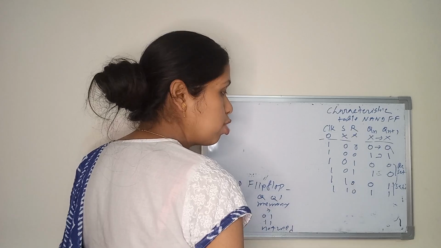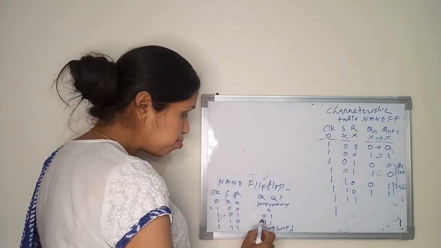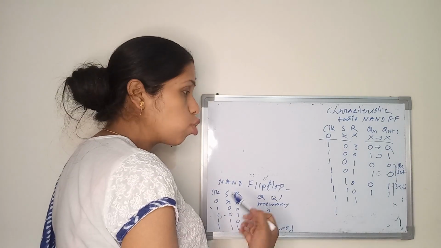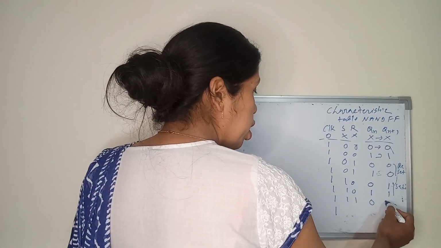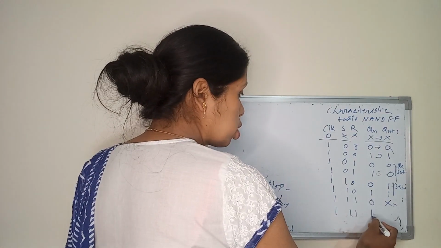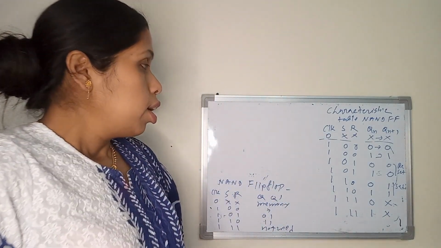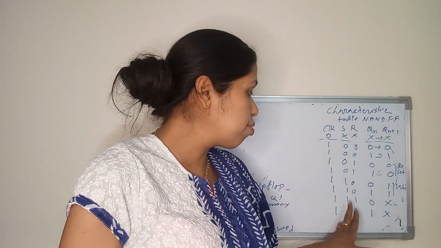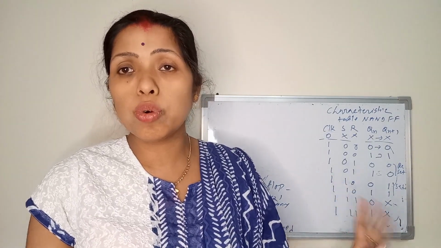Now the clock is 1. If I am giving 1, 1, it is not used, in case of both Q and Q prime. Suppose my past value is 0, it will not be used. Not used means X, forbidden state. Again, suppose my past value is 1, again it is not used, X. For all cases my clock is 1. Whenever I give 1, 1, whatever my past values are, it will be a forbidden state, X condition.